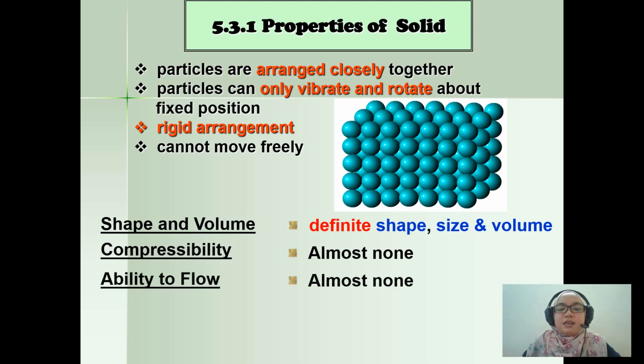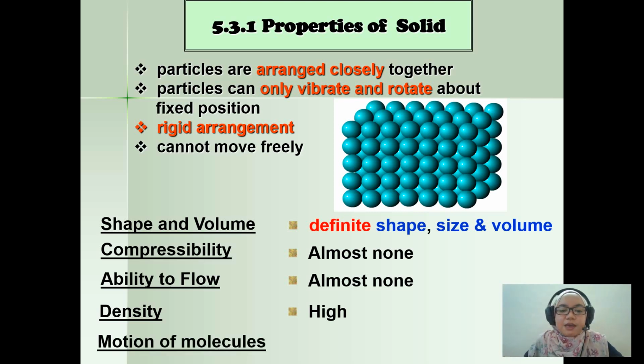Second one is the solid cannot flow, alright, because the arrangement is too rigid. They can only vibrate, they cannot flow, right? So they cannot move. So that's why the ability to flow is 0. And it has a very high density due to the tightly packed arrangement of the solid. And it only can vibrate about the fixed position. Alright, it cannot move randomly or freely.